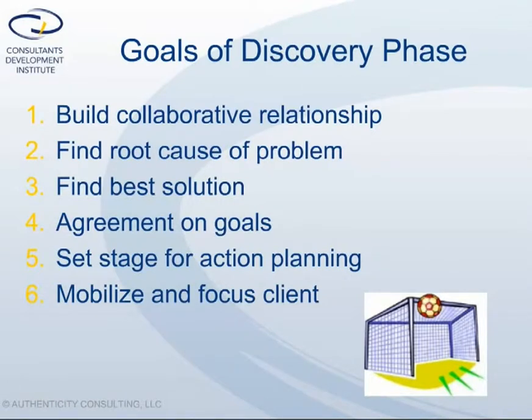When you have found the root cause, you'll need to do more research in order to find the best solution to the problem. The solution is best conveyed as 5 to 7 overall recommendations or goals. Your client will have to agree on the goals, and you should be sure that other key players in the organization agree on them too. The goals for this discovery phase set the stage for the actions in the next phase, action planning.